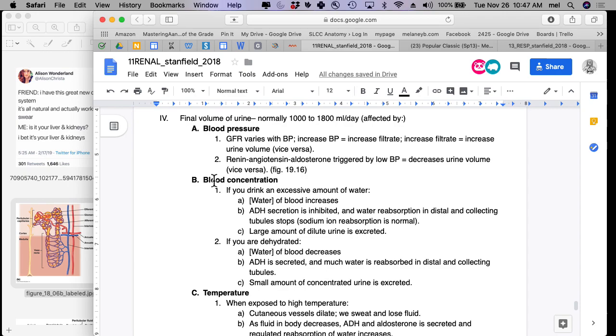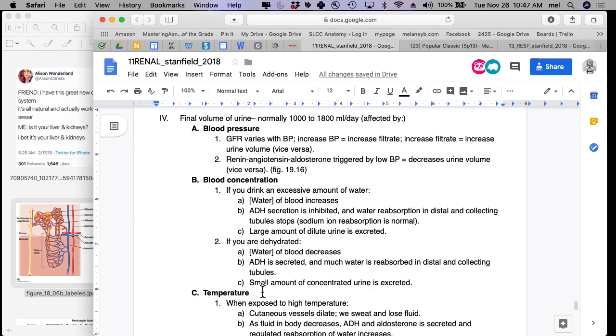All right, so how much do you pee per day? On average, about 1,000 mils to 1,800 mils per day. So about 1 liter to 2 liters per day. But it is impacted by multiple things. It is impacted by blood pressure, by blood concentration, and by some other things. So this is not going to be hard for you. This is going to make sense to you.